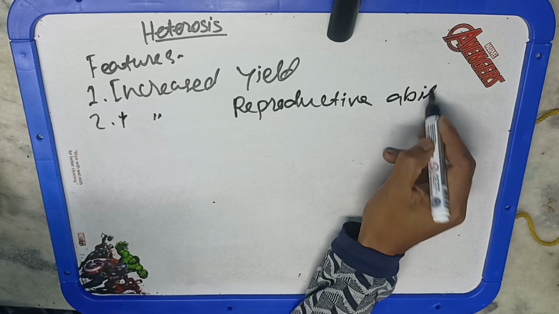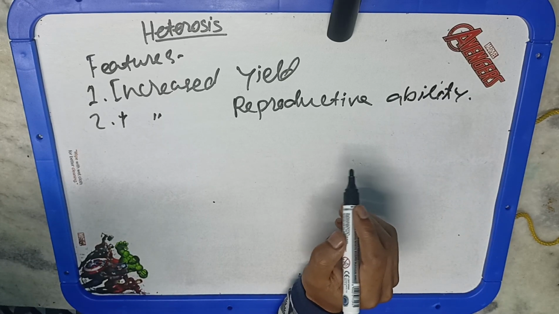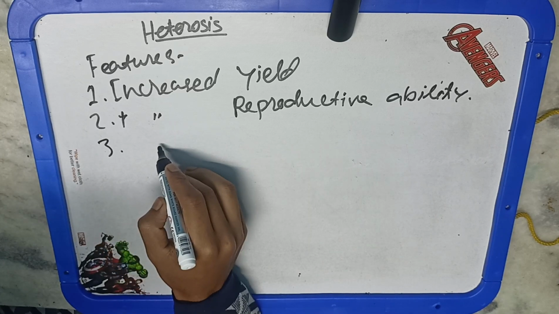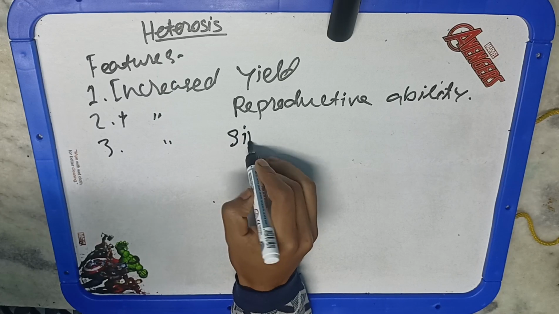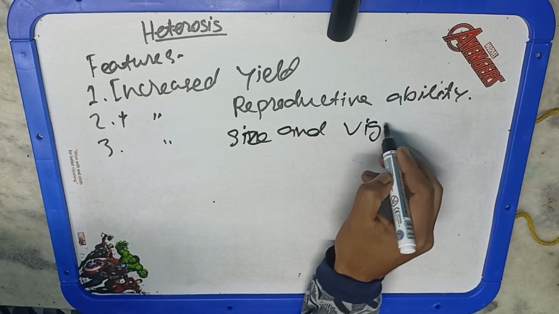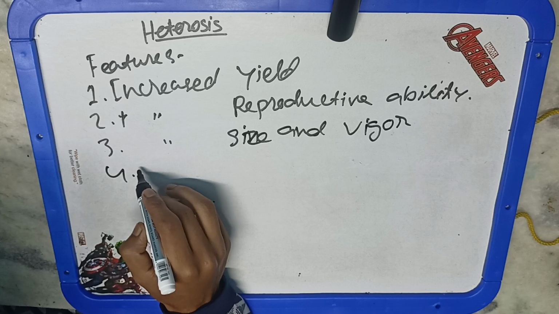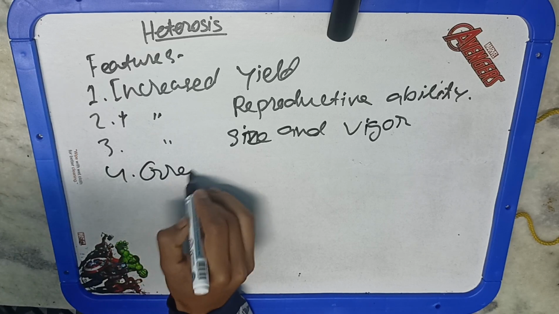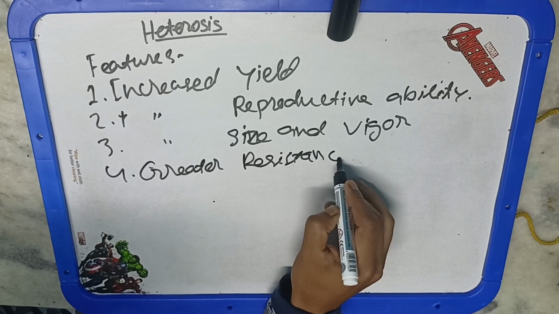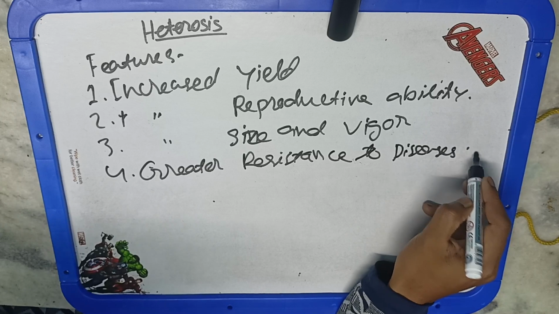Then, increase in reproductive ability. Hybrids generally exhibit increased fertility as well as reproductive ability, which is ultimately required for propagation. Then increase in size and vigor. Definitely, if the economic size of a crop is increasing, we will have the benefit. Greater resistance to disease, insects and pests, because we are making crosses between two diverse parents. Two diverse parents means they have a broad genetic base, and we are combining these two broad genetic bases into one hybrid, or one line. So definitely it will have the effect of both lines, and ultimately it will have greater resistance to diseases and pests.